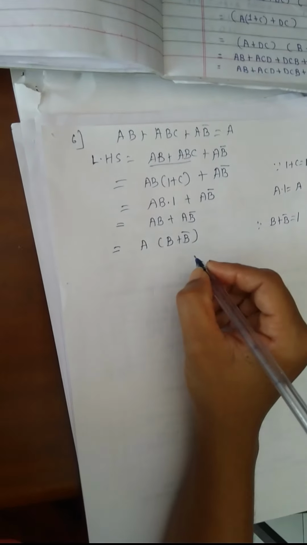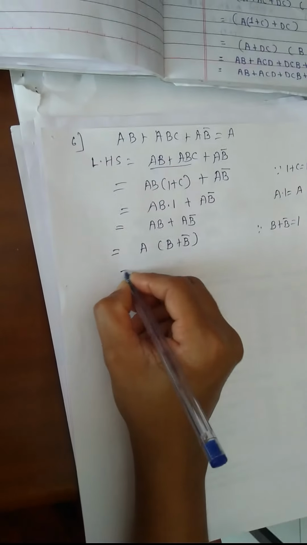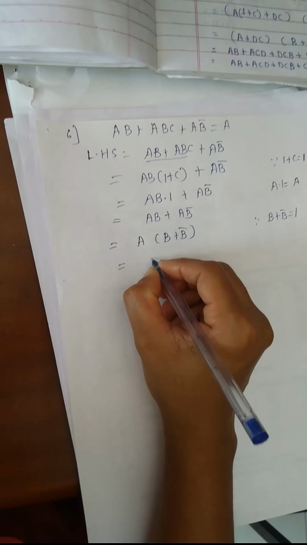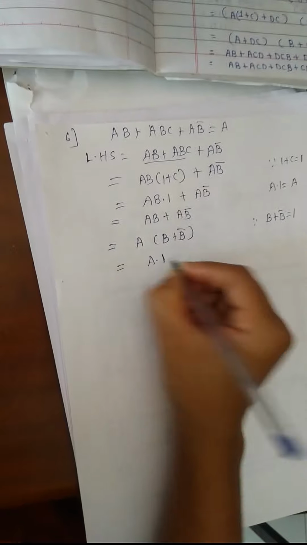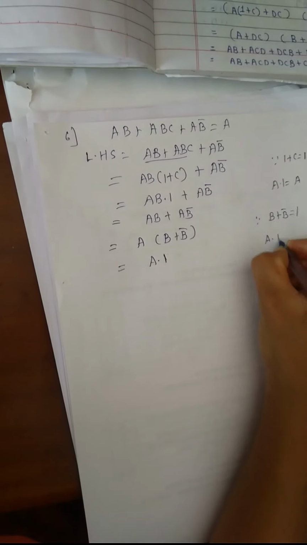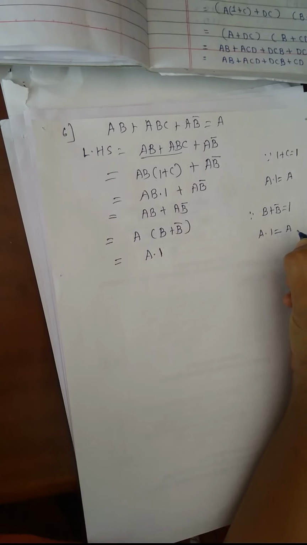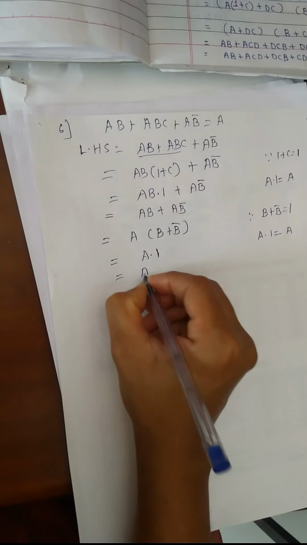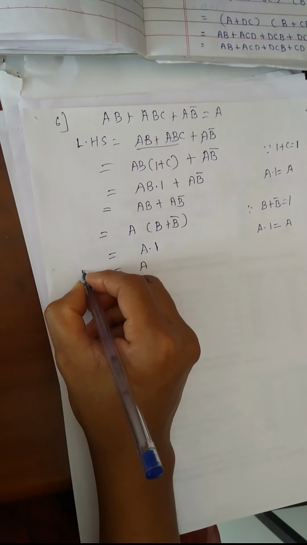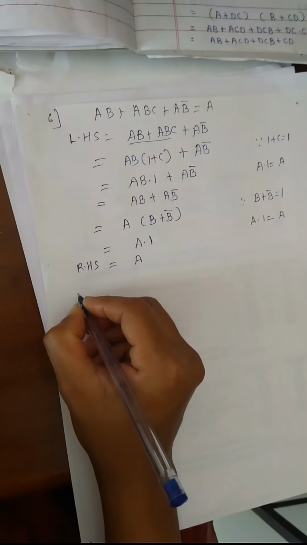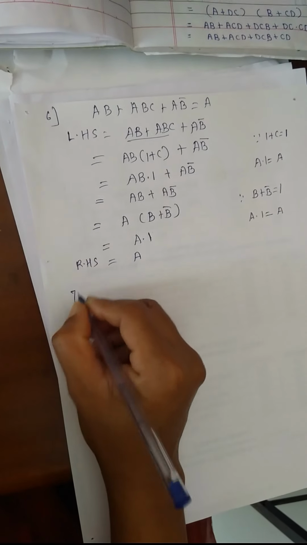Similarly, this term B plus B bar is represented as 1. So this is represented as A into 1. So A into 1 is the AND law, that is A into 1 is equal to A. So this term is represented as A, LHS is equal to RHS. We reduce this Boolean expression.